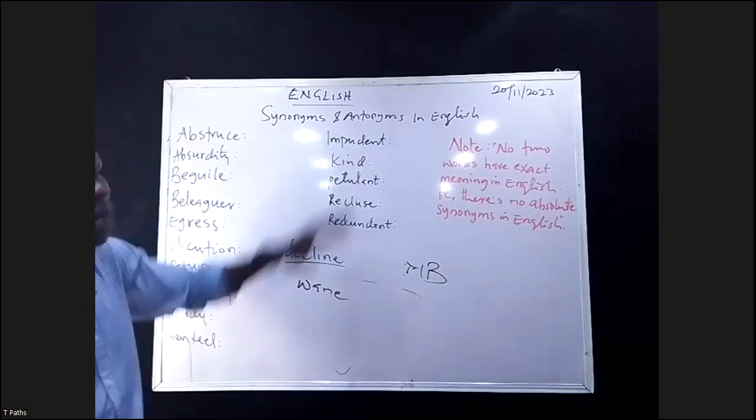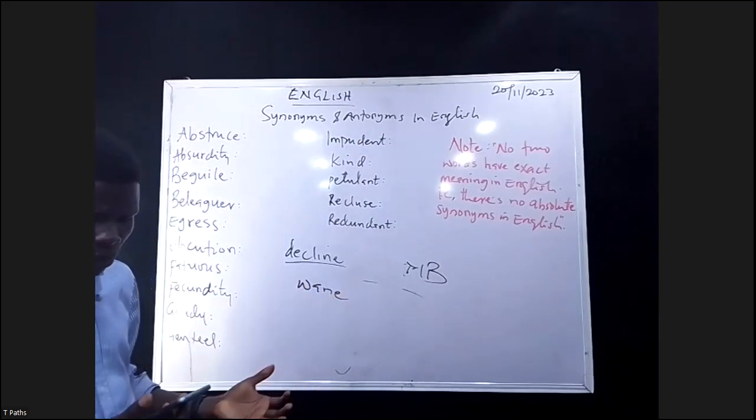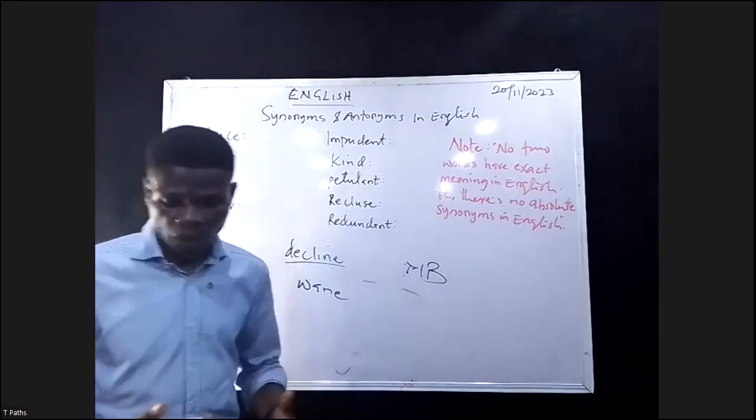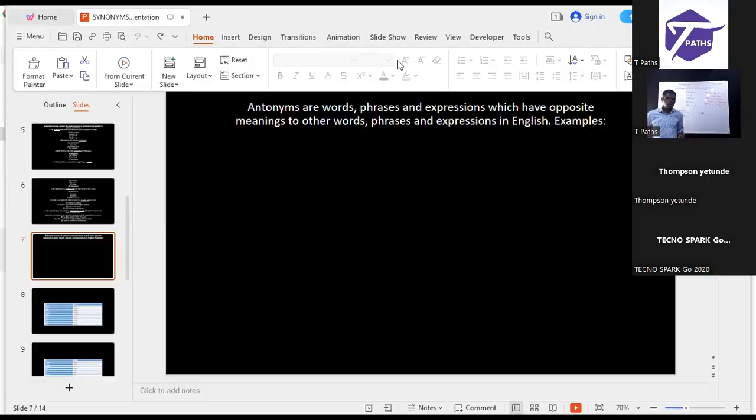Now we move on to antonyms. Of course, you know that an antonym is a word, a phrase, or a group of words, or even an expression that has an opposite meaning to another word, another phrase, another expression. That's antonym, words and opposites.